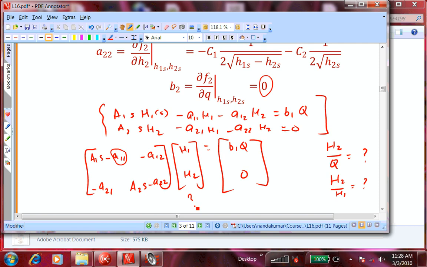And the next step would be H equal to A backslash B. That gives you the two transfer functions, H1 and H2, symbolically. So let's save this and run it one more time.